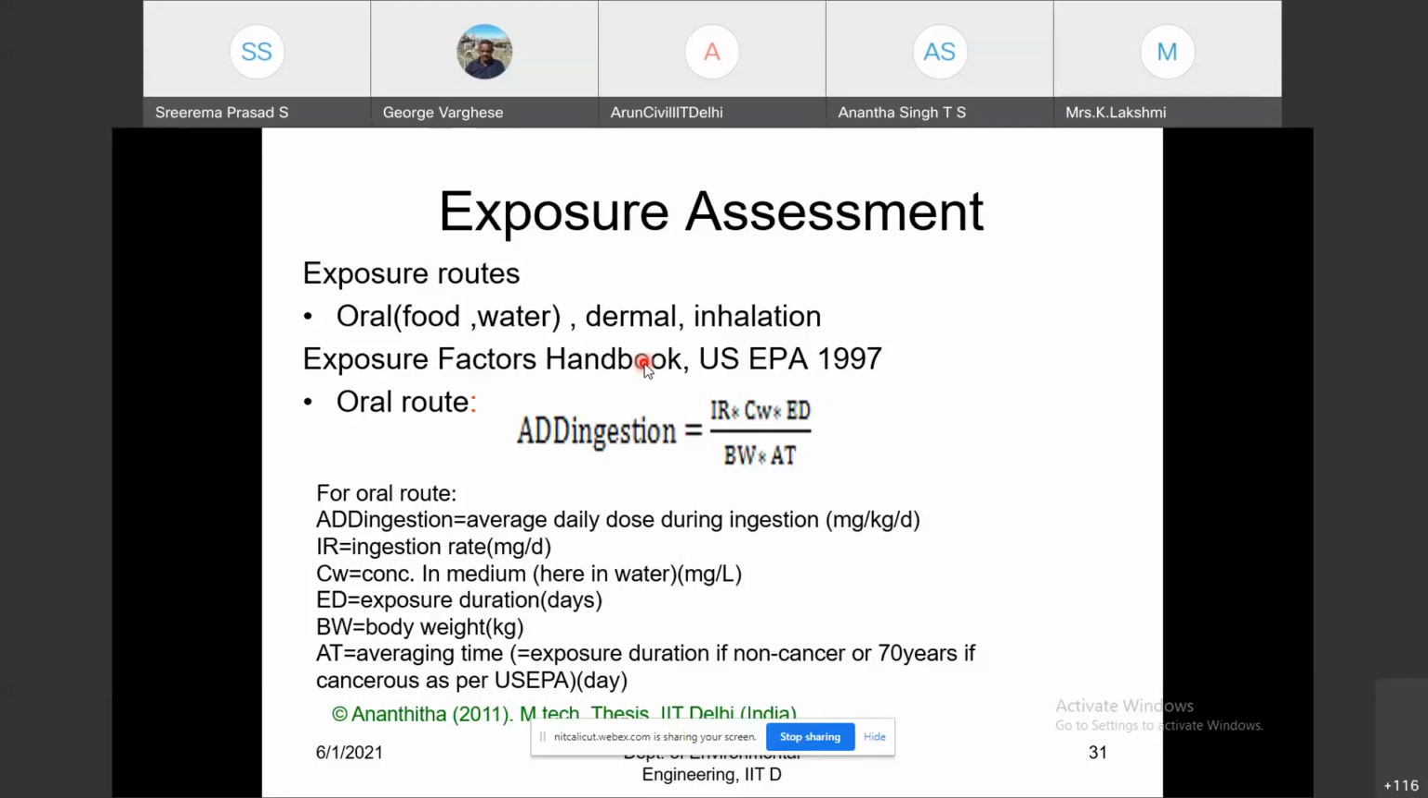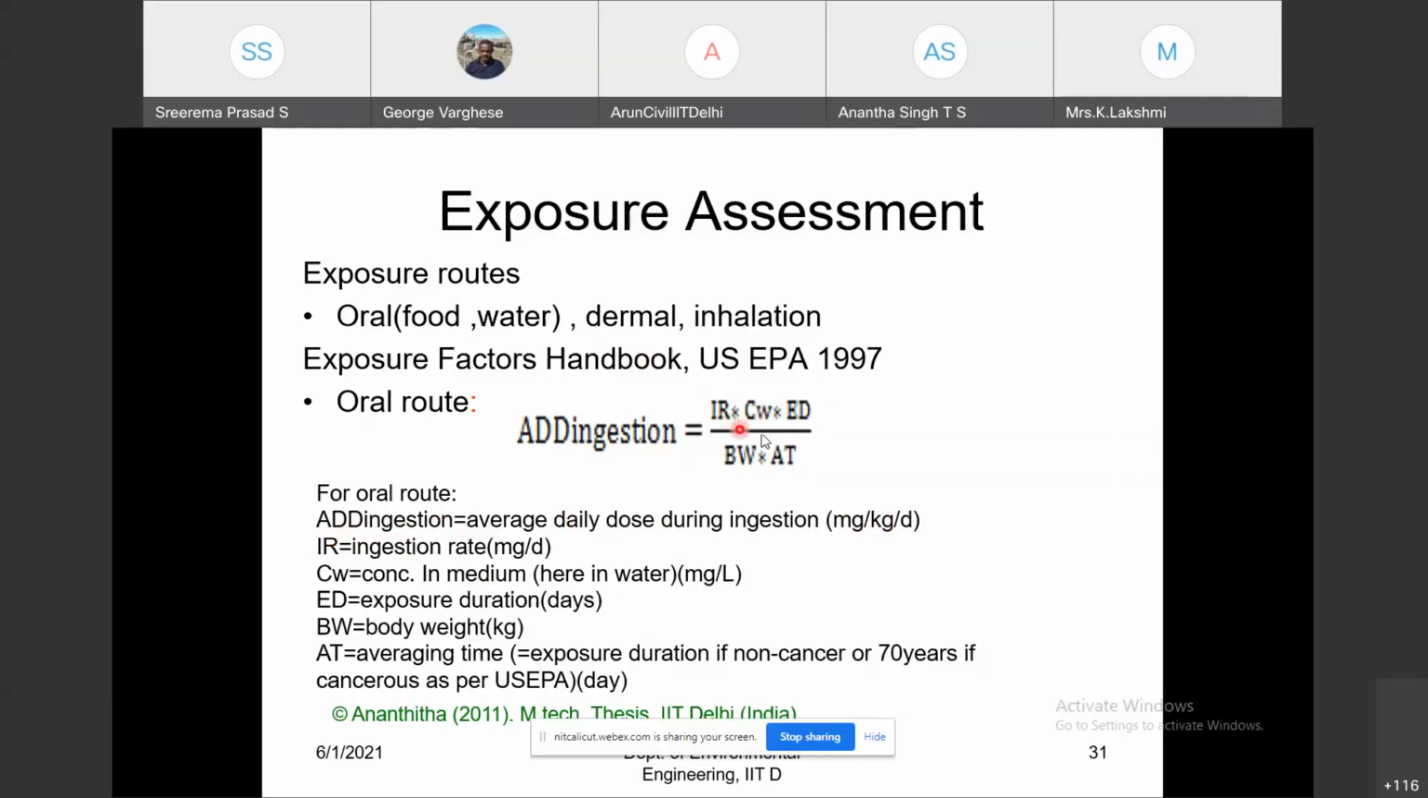So for example, this is one equation, average daily dose. ADD ingestion is the name of the pathway, because we are ingesting, taking something by mouth. ADD is average daily dose, so milligram is the quantity, kg comes from the body weight, and per day. IR is your ingestion rate. It means how much water or how much food we are taking every day. CW is the concentration of your pollutant in your water or in your food.